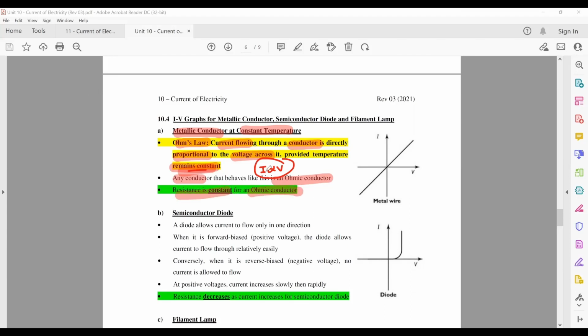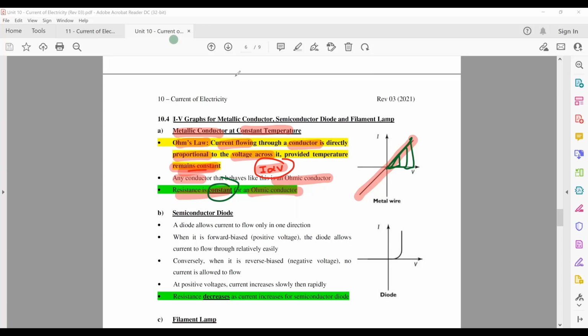Okay, since they say I is proportional to V, you're supposed to get a straight line that passes through the origin. And then now you want to look at the resistance. You see the gradient from the origin is always constant, so therefore resistance is constant. Okay, this is an easy way of looking at it.